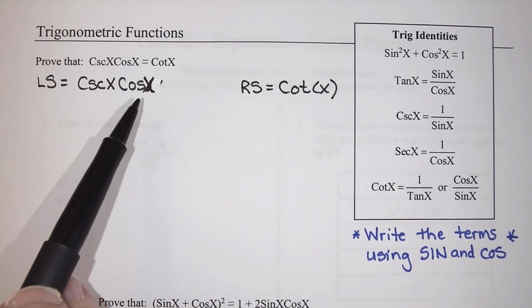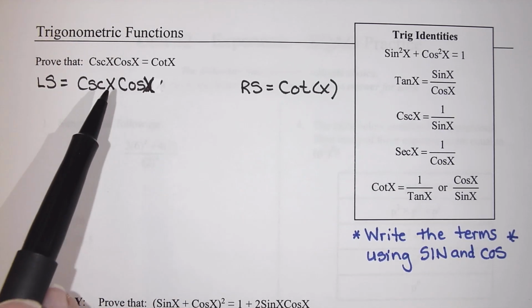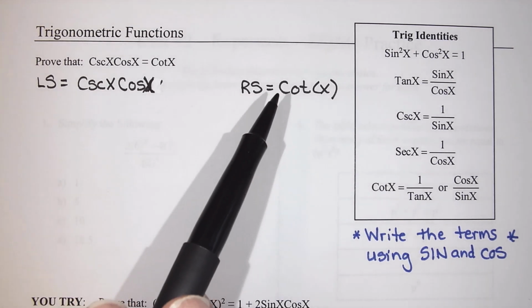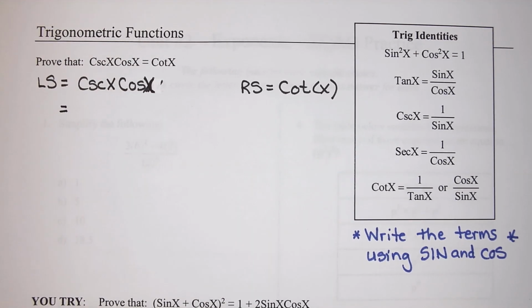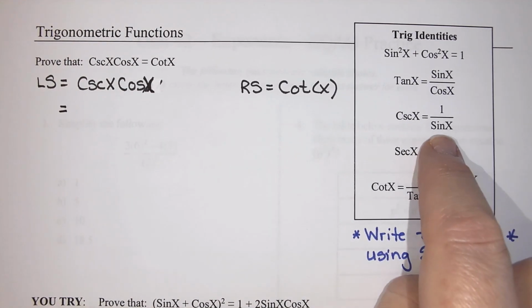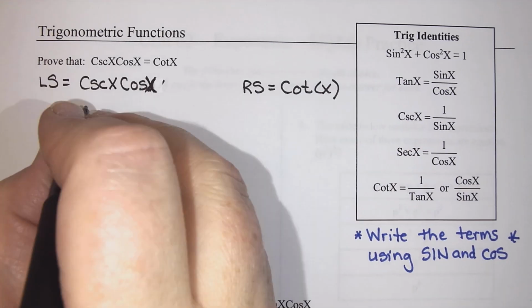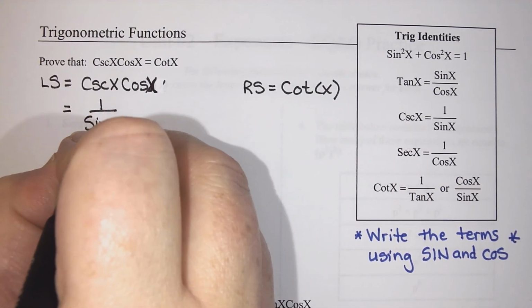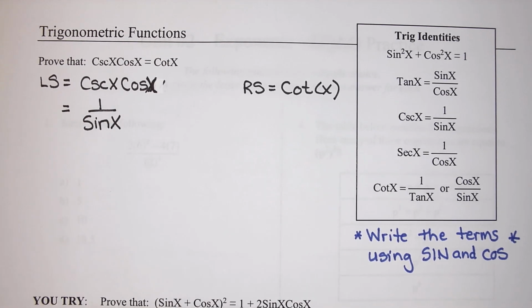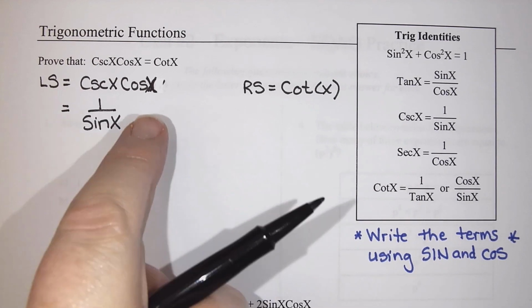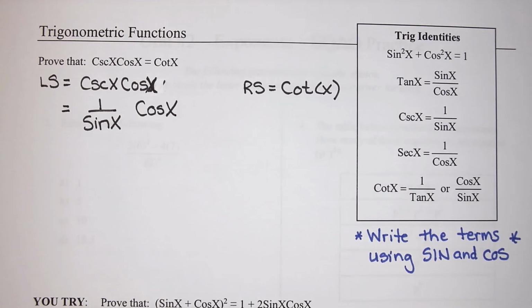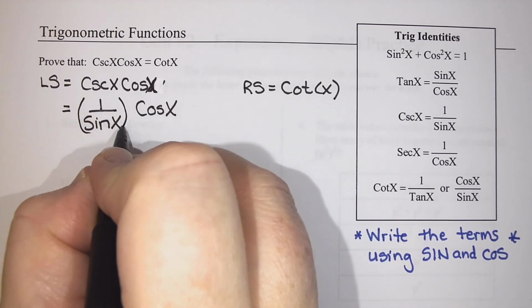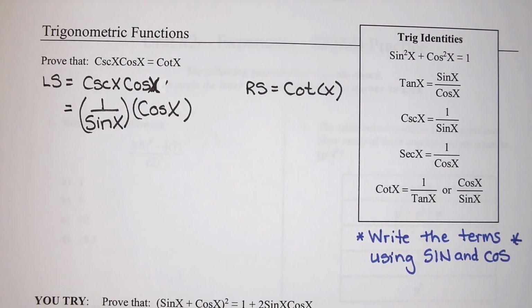So I think I might start on the left-hand side just because there's 2 things versus just 1. So it looks like there's a little bit more that I can do here. Cosecant, I want to try to write in terms of sine and cos. So cosecant is 1 over sine x. And then cosine x is already a cosine, right? We said we're going to try to write it as sine and cos. It's already a cos. So I'm going to multiply by cos x. And I'm going to use brackets to show that, to keep everything organized.